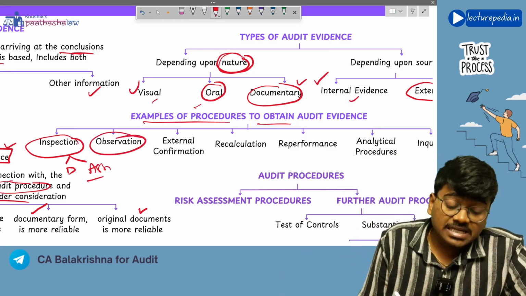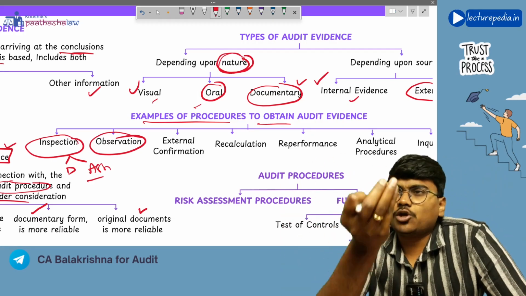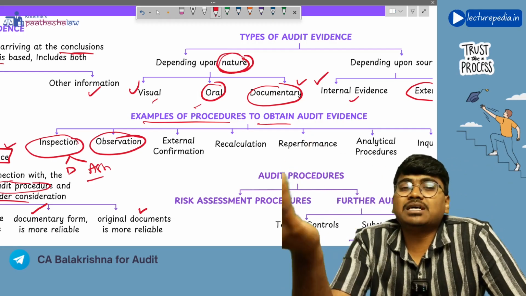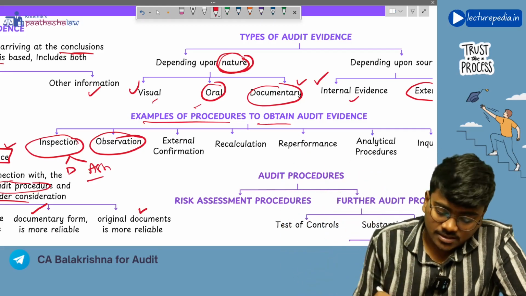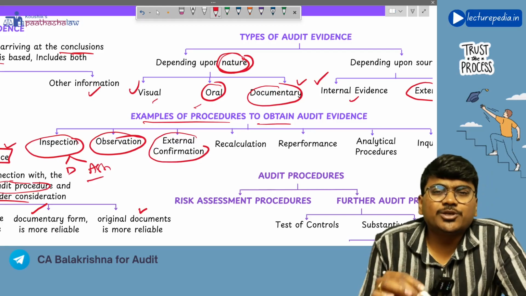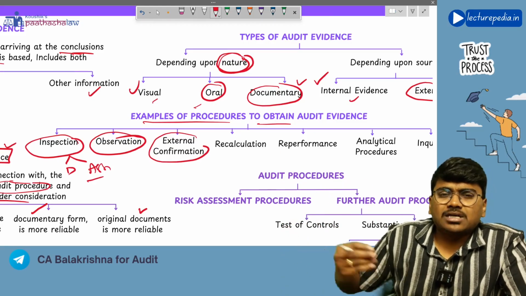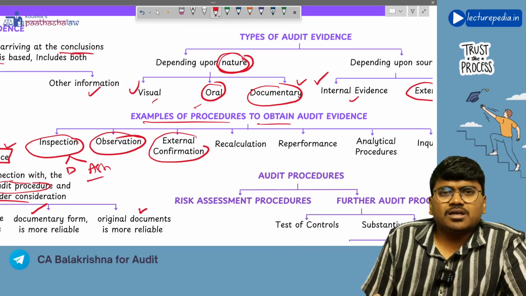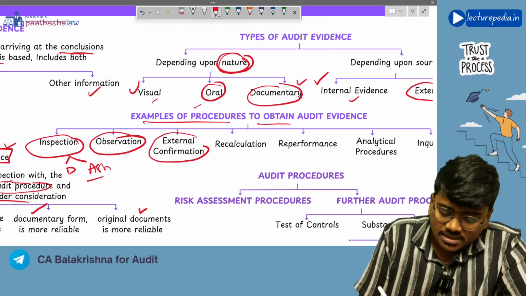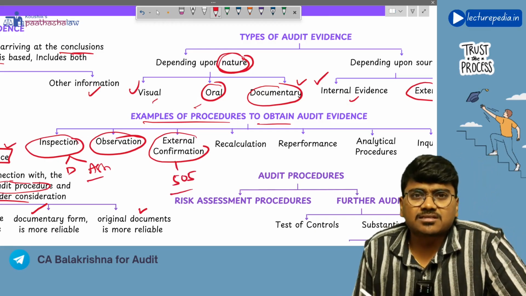Next, observation. Observation means looking at the procedure or the process. So by observation also the auditor can obtain audit evidence. Next, external confirmation. You will use external confirmation with respect to debtors and creditors, asking them to confirm the balance. Through external confirmation also you can obtain audit evidence. There is a separate standard, SA 500, which deals with this external evidence.